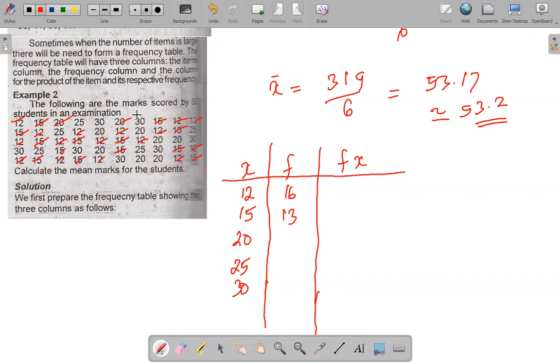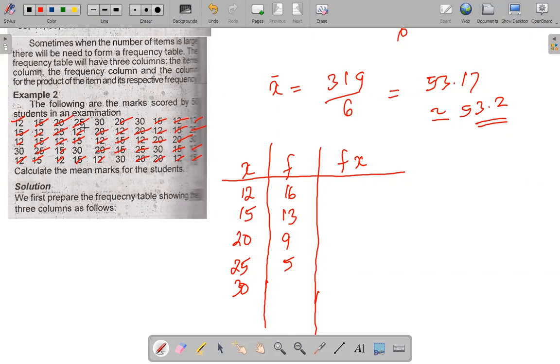20, how many times does it appear? 1, 2, 3, 4, 5, 6, 7, 8, and 9. 9 times. 25, how many times? 1, 2, 3, 4, 5 times. It is good to strike out anyone that you have counted, so that, like that time we omitted some 15, if we did not strike them out, we wouldn't have known. So anyone you have counted, you strike it out so that you know which one is left.